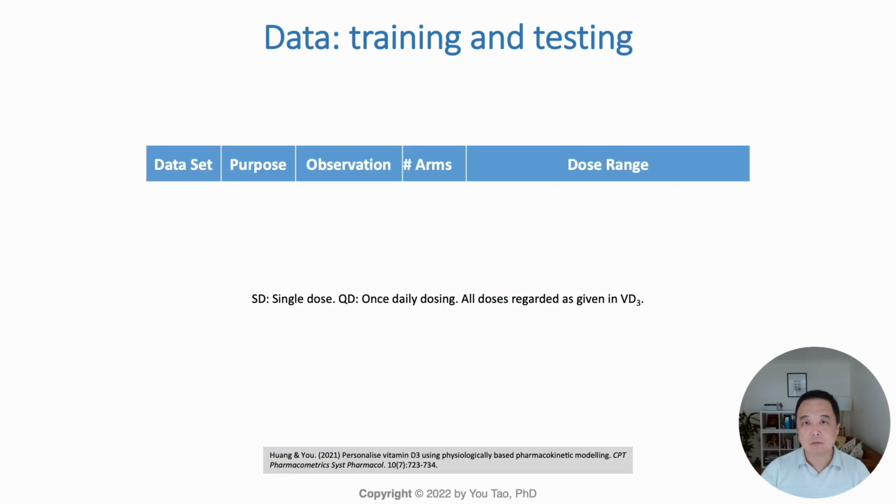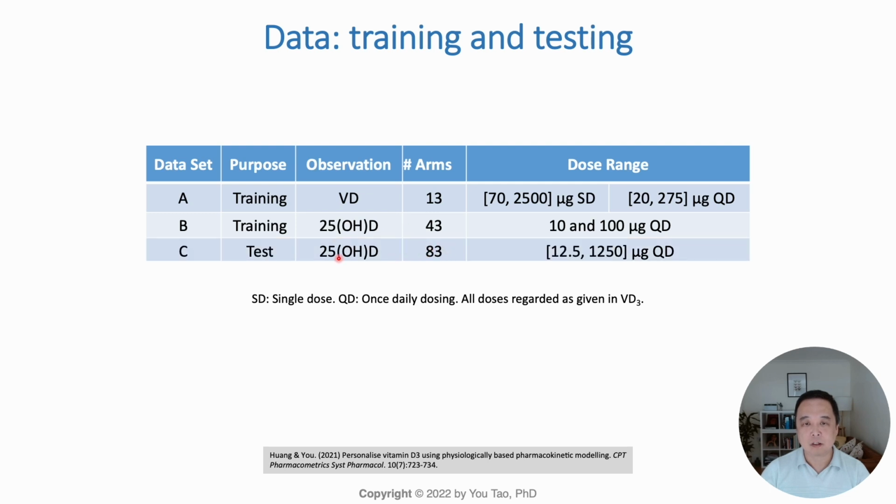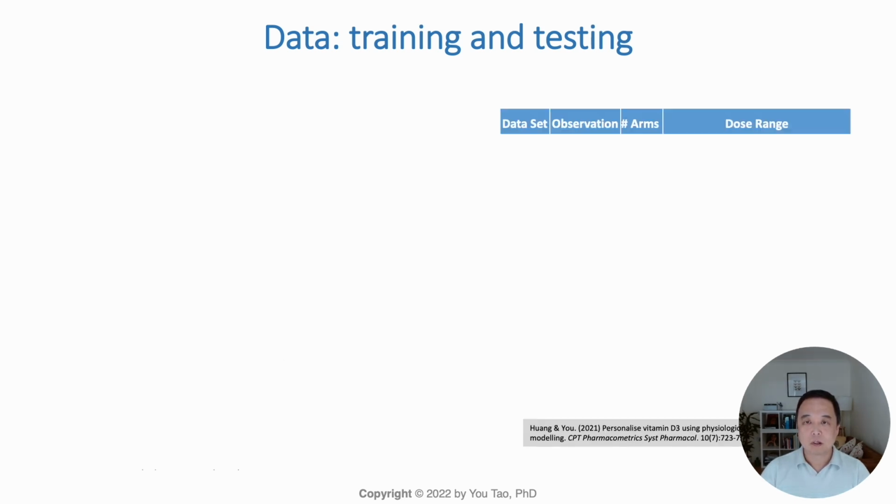So here are the data that we use for training and testing this model. We have 13 arms of vitamin D observations and 43 arms of 25-hydroxyvitamin D observations for training the model. And to test the model, we had 83 arms of 25-hydroxyvitamin D under daily dosing, as well as 16 arms of 25-hydroxyvitamin D under large single doses. As far as the 25-hydroxyvitamin D is concerned, you can see that the dose range that we use for testing greatly exceeds the dose range for training, and this constitutes a relatively hard test for the model to pass. How well do we do?